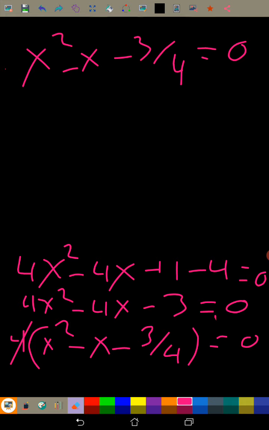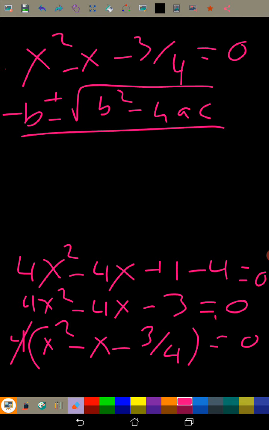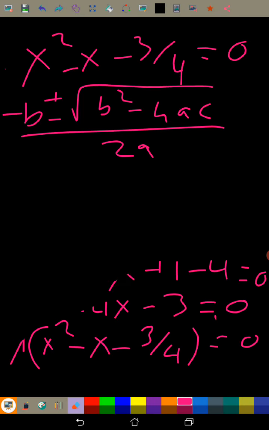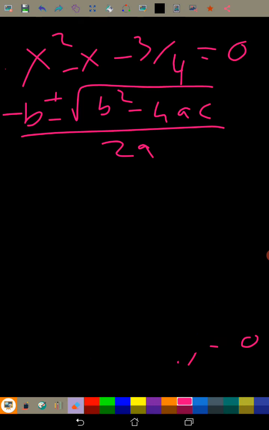So how do you think we'll solve this, knowing that we have worked with quadratic equations? To find the roots of this, we better use the formula, minus b plus or minus the square root of b squared minus 4ac, divided by 2a. We're not going to try to factorize this. So let's write here: a is equal to 1, b is equal to minus 1, and c is equal to minus 3 over 4.